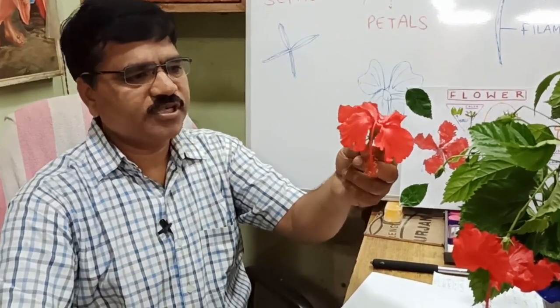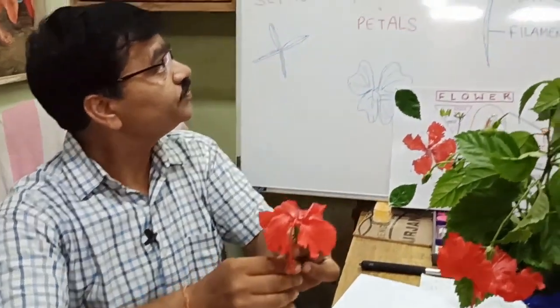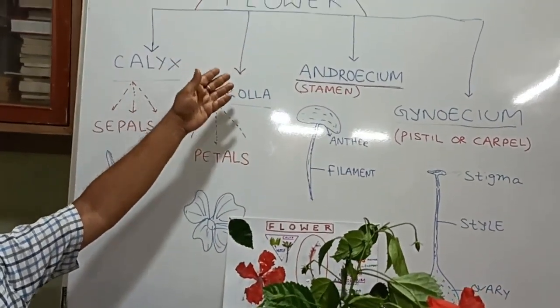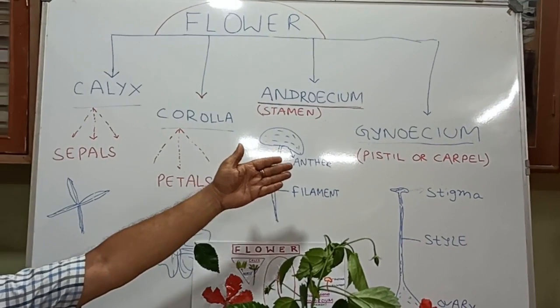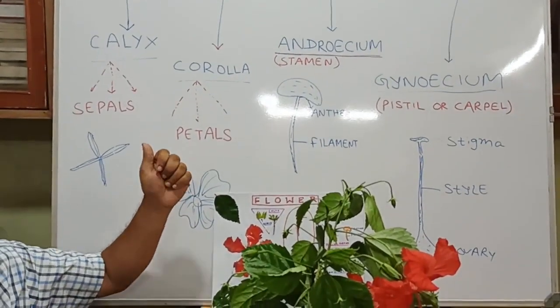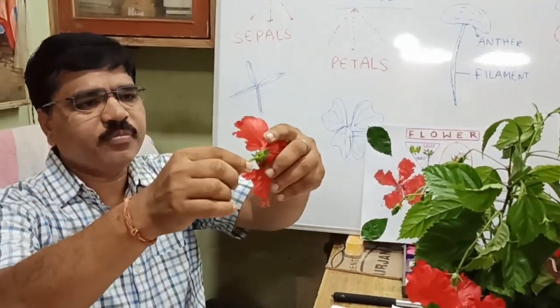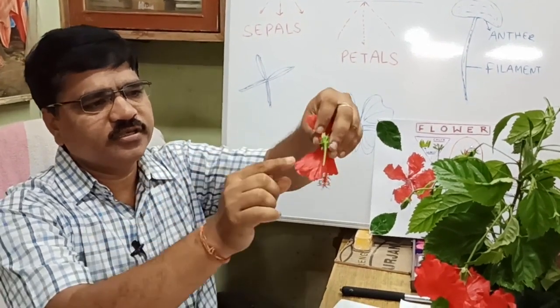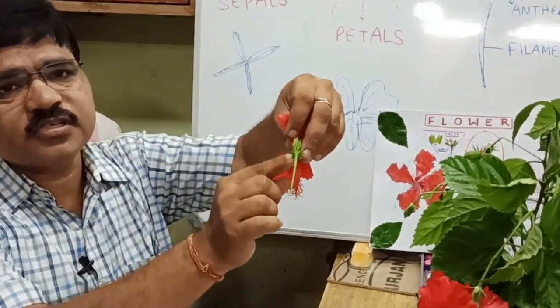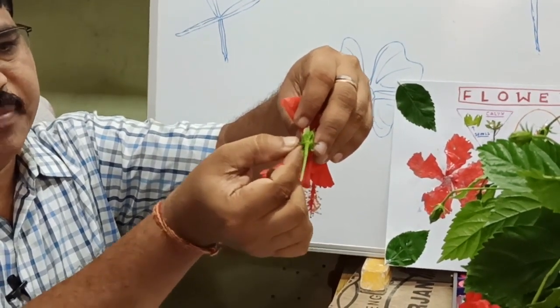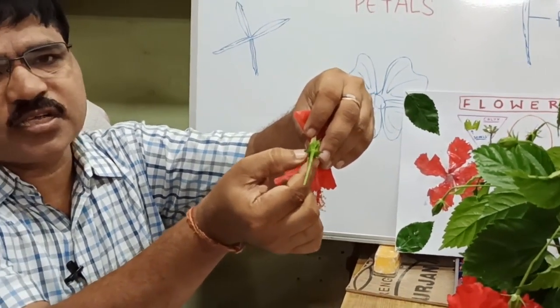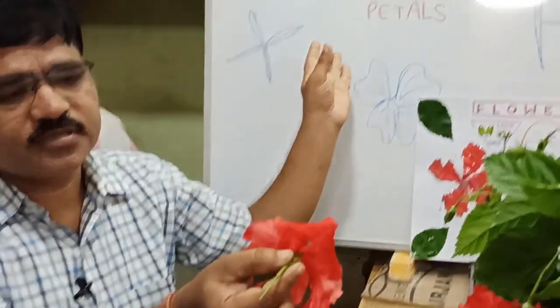First of all, as I have explained to you, a flower has many parts like calyx, corolla, androecium and gynoecium. Okay, so the green colored part that you are seeing here, this green part, this is calyx, and many parts are there. Individual parts are called sepals.